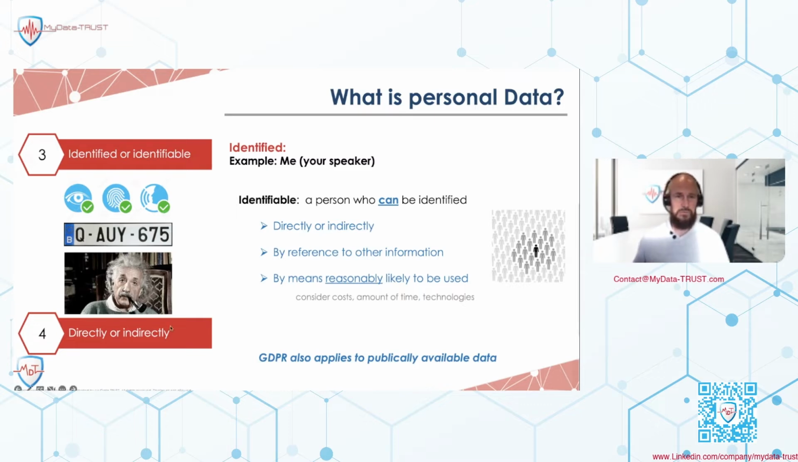We've got some examples on the left-hand side, so fingerprints, Albert Einstein, even a number plate. So this is the Belgian number plate, but it applies elsewhere as well. So for example, in the UK, if I can get access to the DVLA database, I can identify an individual based on their number plate. So identifiable means directly or indirectly by using other information by any means reasonably likely to be used.